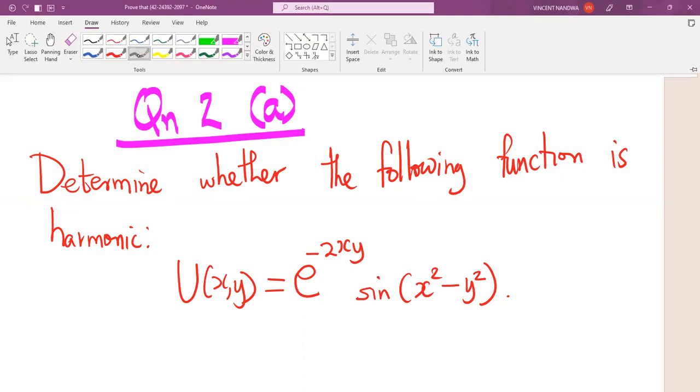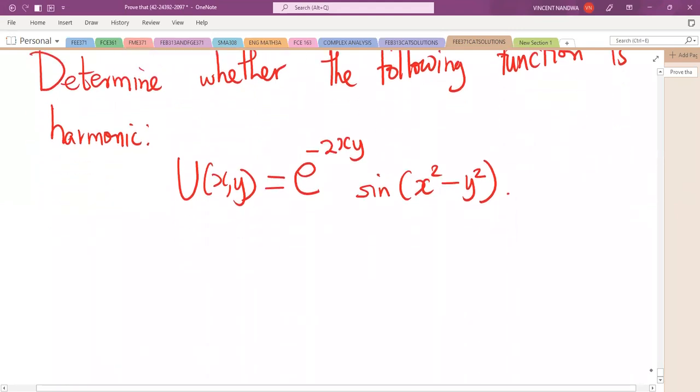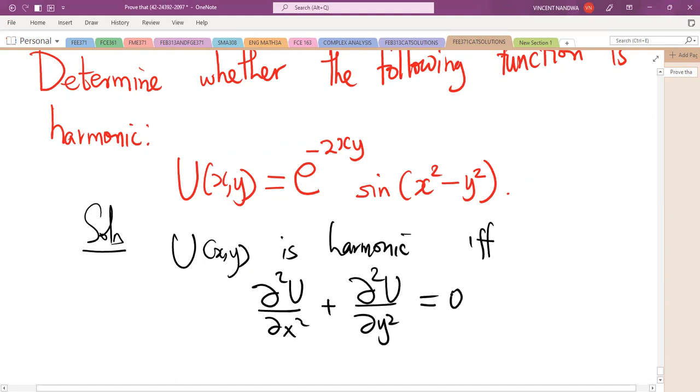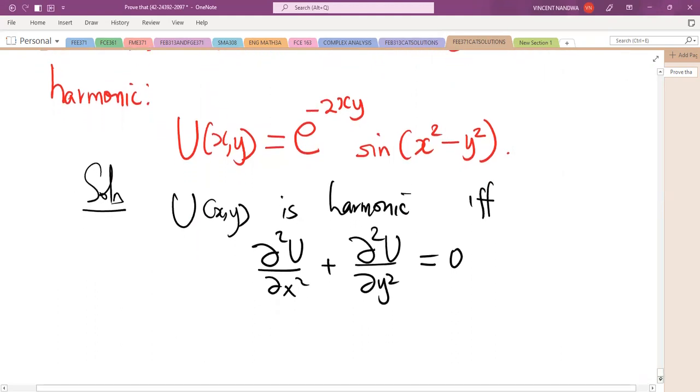So let's solve the problem. We want to test whether this function is harmonic. u of x, y is harmonic if and only if the partial squared u partial x squared plus partial squared u partial y squared is zero. So that's what we need to test, that the sum of the second partial derivatives of the function with respect to x and with respect to y sums to zero. So you see our problem.